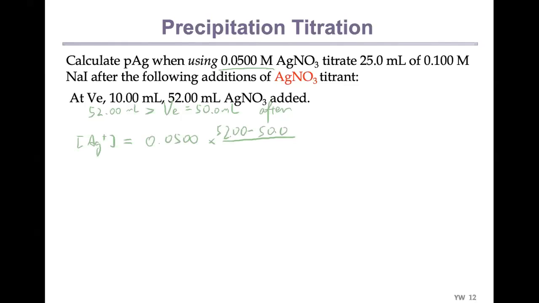And then the bottom is the final total volume for counting the dilution part. The denominator part is always the total volume after adding the titrant. Again, because initially you have 25, and then you added 52. Originally you have 25, so 25 plus 52. Okay, now what do we get here?